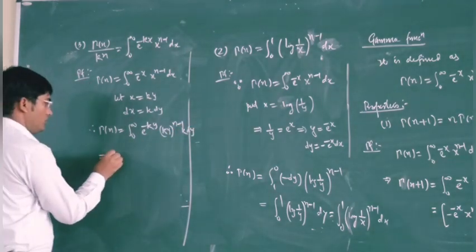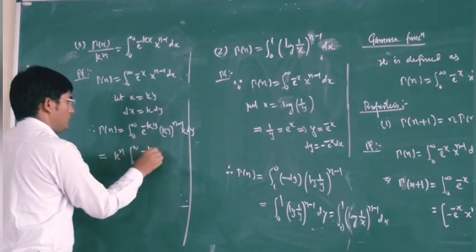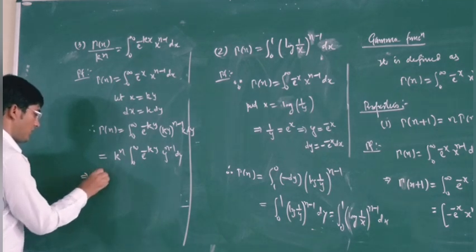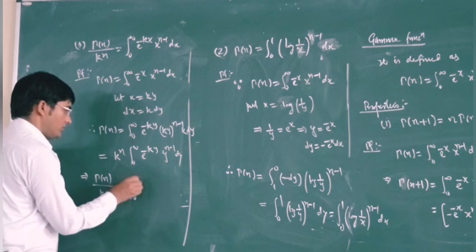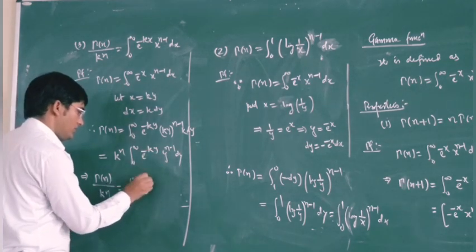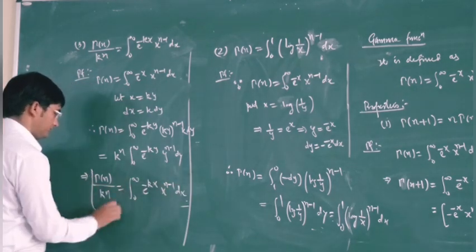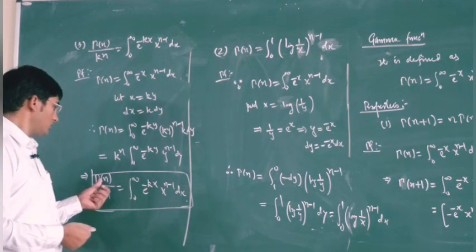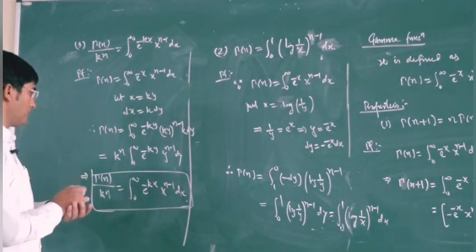So this is equal to k power n integral 0 to infinity e power minus ky into y power n minus 1 into dy. So from here we have gamma n upon k power n equal to integral 0 to infinity e power minus ky into y power n minus 1 dy. Now you can change your variable. So this is your definition for gamma n if you change your variable x by ky.